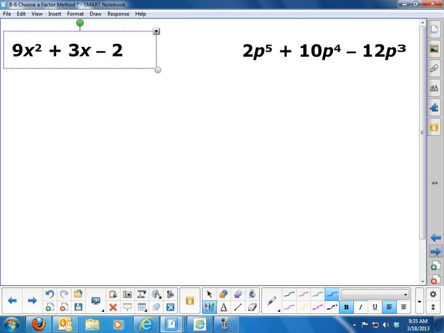Okay, so looking at my problem, I need to decide, is there a greatest common factor? And I noticed that 9x squared, 3x, and negative 2 have no greatest common factor, so there's not a greatest common factor that I can factor out. The next thing I need to think of, is this a difference of squares? No. Is this a perfect square trinomial? No, because 2 is not a perfect square, so the next thing I can do is I can do my t and my x.